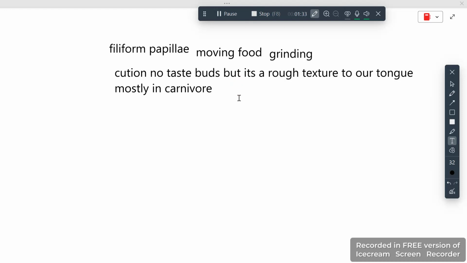Okay, so yes, and these are very small, they are smaller, and these are not taste buds, as I even mentioned before, no taste buds, but these are most abundant.